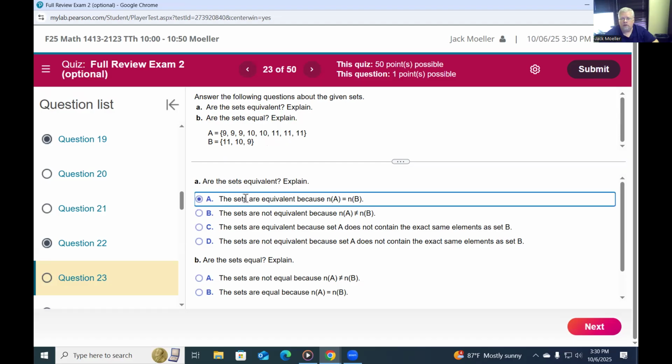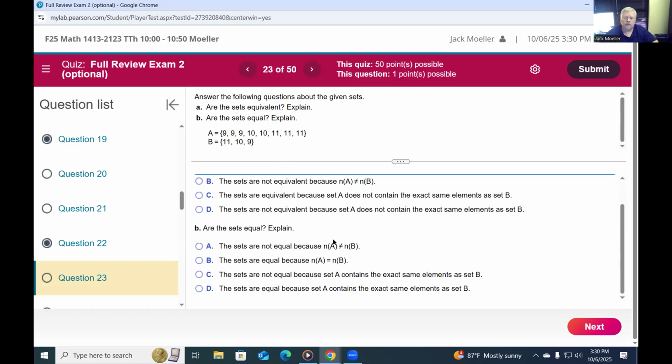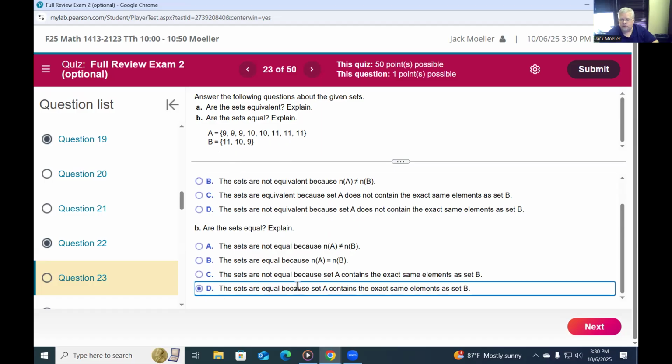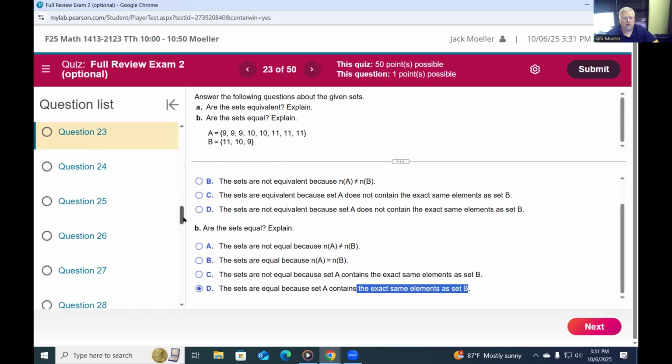And so the sets are equivalent because the cardinality of A is equal to the cardinality of B. Now, are they equal? Well, if we're ignoring repeats, A is 9, 10, 11, B is 11, 10, 9. So are those equal or not? Yes, because order doesn't matter in a set unless the problem asks you to. So the sets are equal because set A contains the same exact elements as set B. Okay. So again, if you know the definitions, that's a straightforward problem. If not, I can say that about a lot of this test.